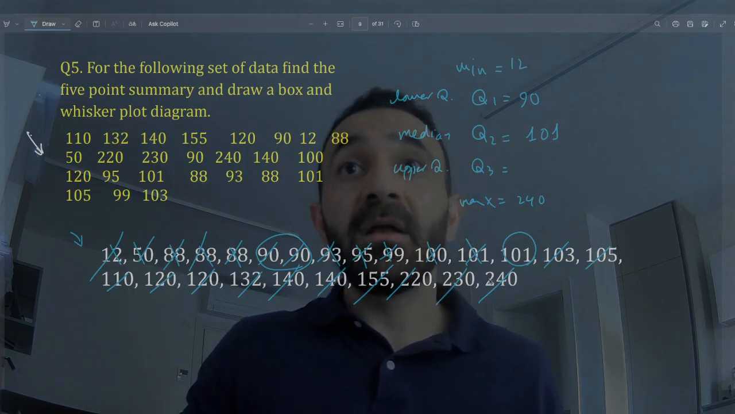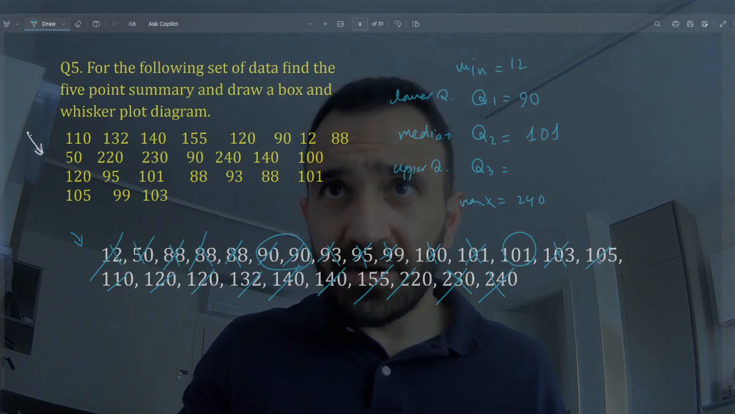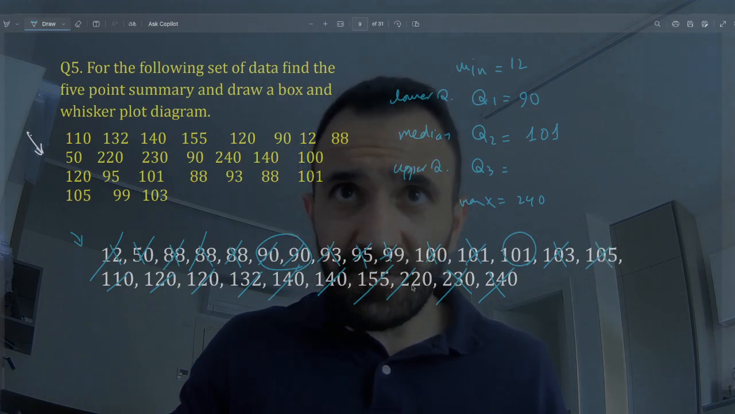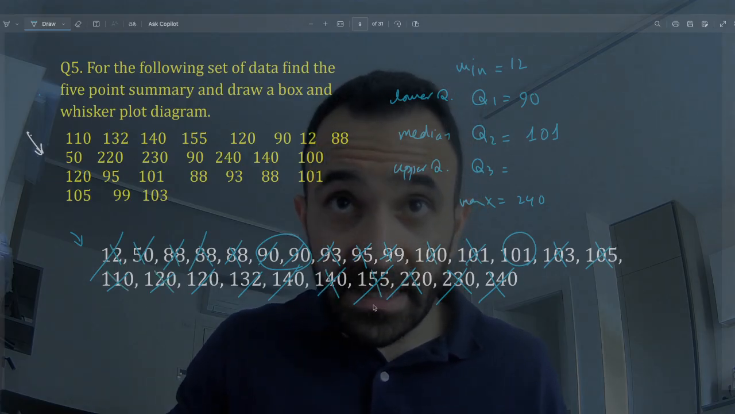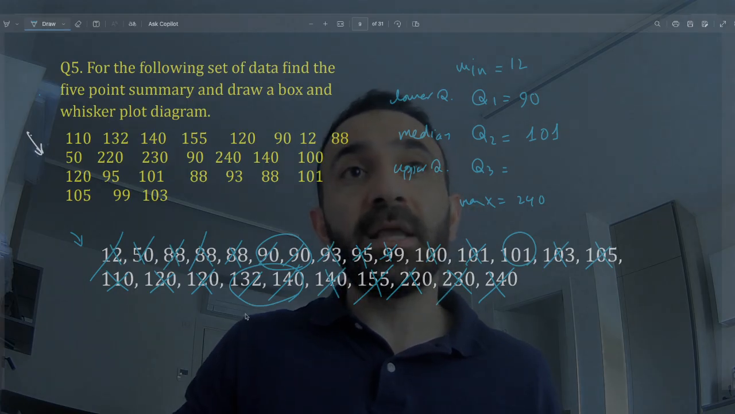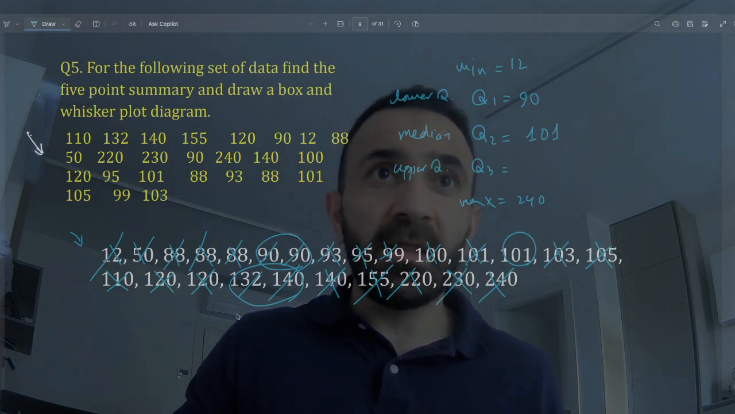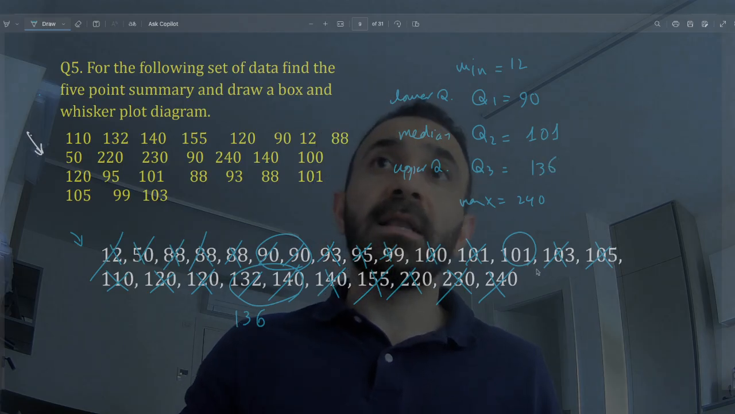That's it. 240 and 103, 230 and 105, 220 and 110, and no, pardon me, this 140 and 120, the average of 132 and 140, which is going to be 136. 136 is the upper quartile.